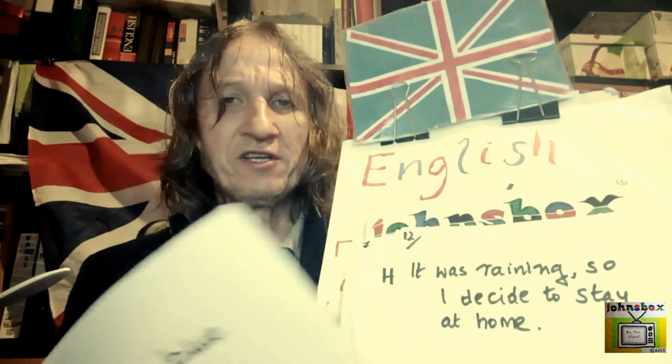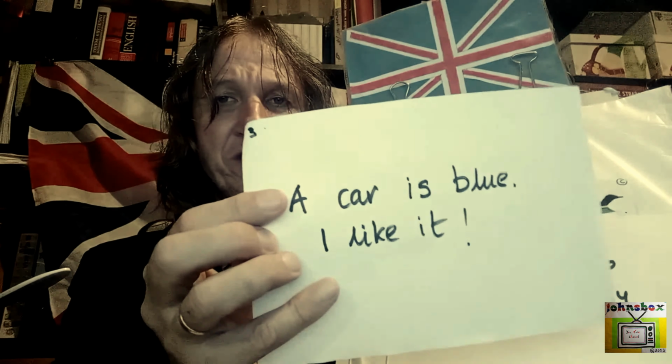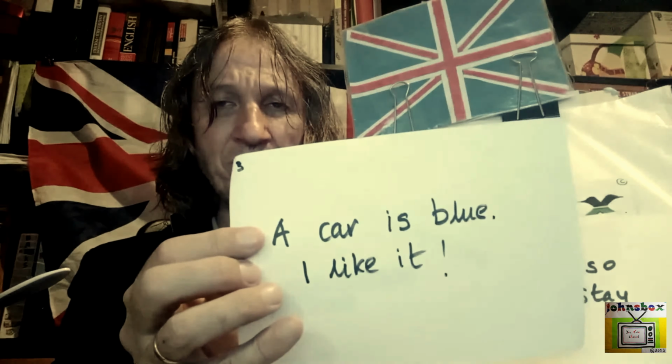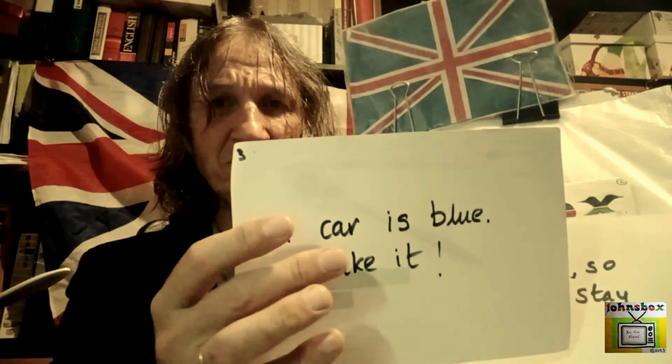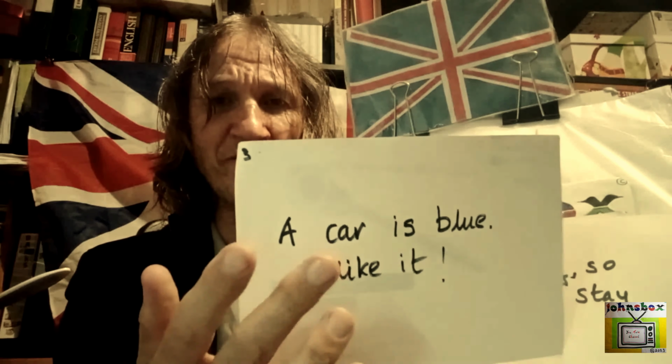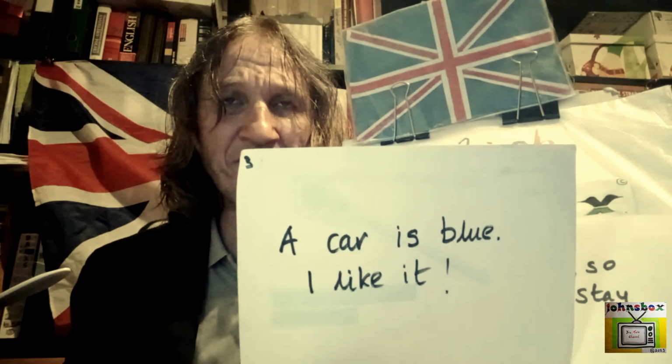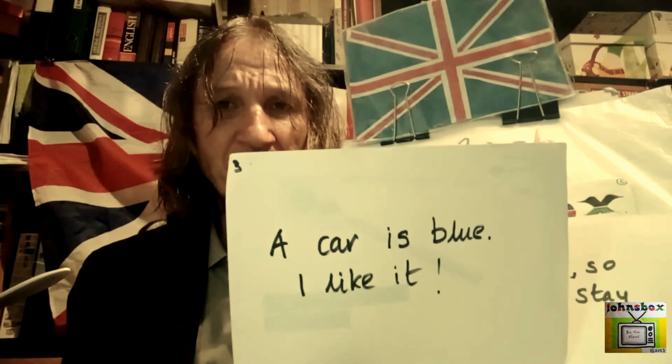Sentence number 8, which is, a car is blue, I like it. Here we're using an indefinite article, when we're talking about some car. But we're talking about a specific car, therefore the indefinite article here is wrong, and it should be a definite article, which is the. Therefore the answer is, the car is blue, I like it. That's sentence number 8. We'll now move on to the penultimate sentence, number 9.